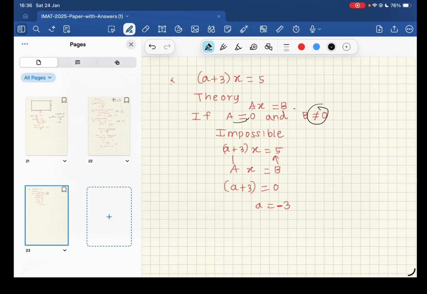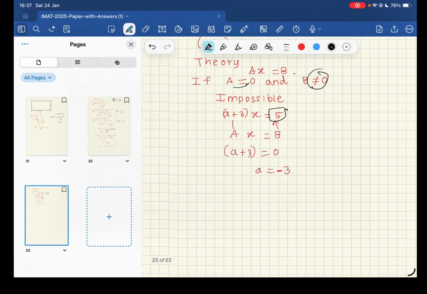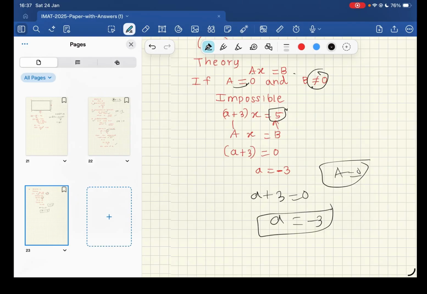So if it is an impossible equation, here we can simply say a plus 3 x is equal to 5. So the coefficient must be 0 and b is not equal to 0, and b is already 5. So to have an impossible equation, a plus 3 must be equal to 0. So what is our a? It's simply minus 3. So it's a very simple understanding. This is how you have to practice. These questions are very easy, but there is a very fundamental theoretical concept.